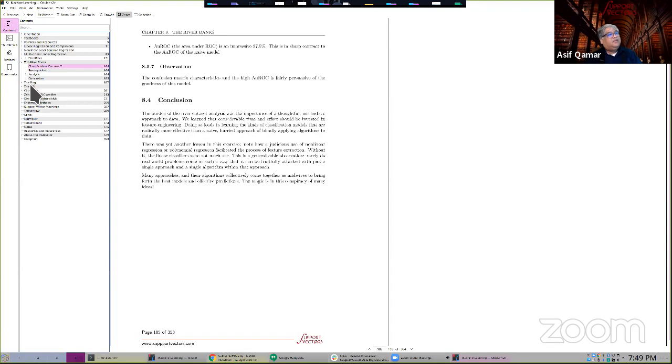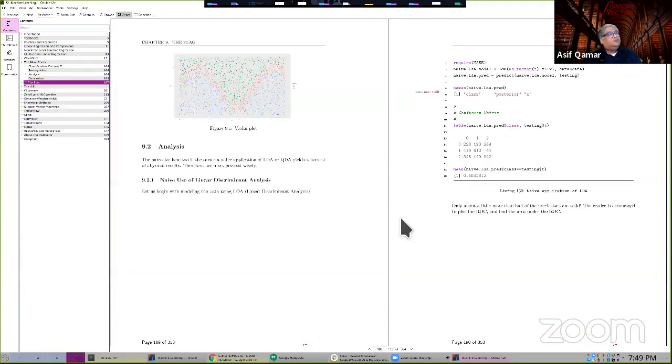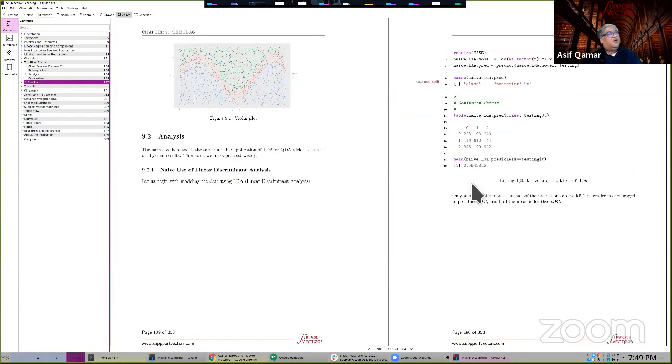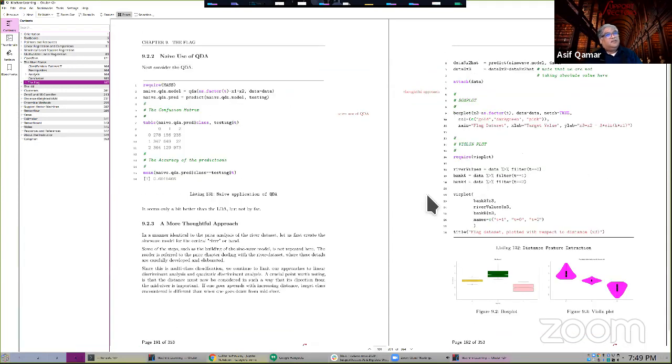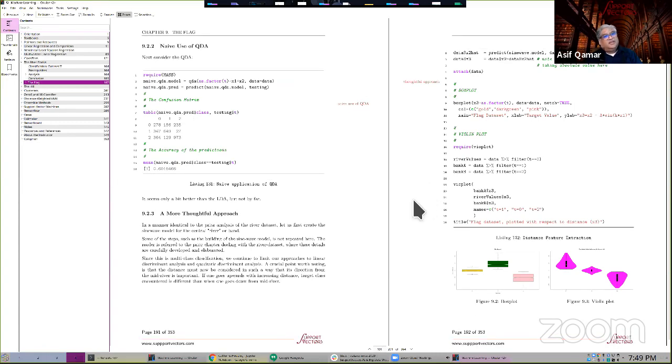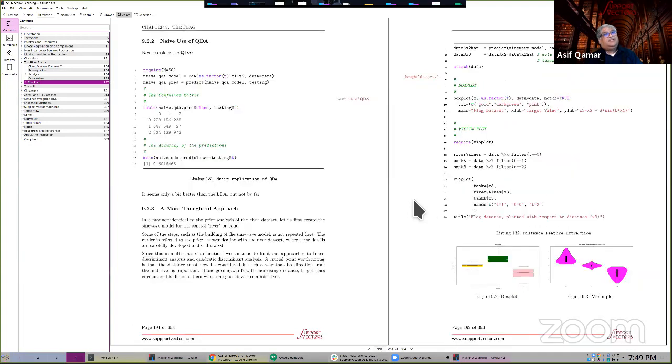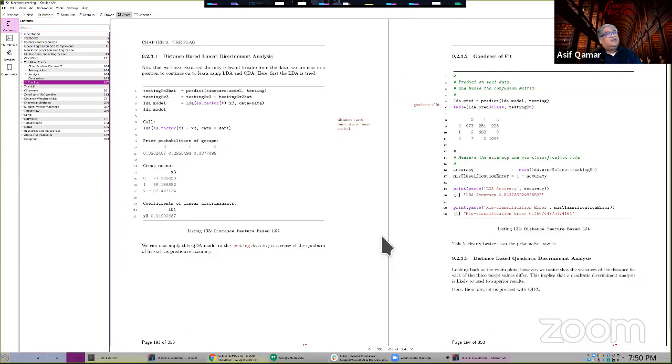We can repeat the same thing with the flag data set. When we do that, no harm. Once again, naive approaches lead to disaster. We can use the quadratic discriminant analysis. Also, it doesn't take us anywhere. But if you do feature extraction, distance from the center of the river, very clearly in this plot, you can literally hand draw the decision boundaries in terms of distance from the river. And so you expect that if you build a classifier, it would be very accurate. And indeed, it is very accurate.